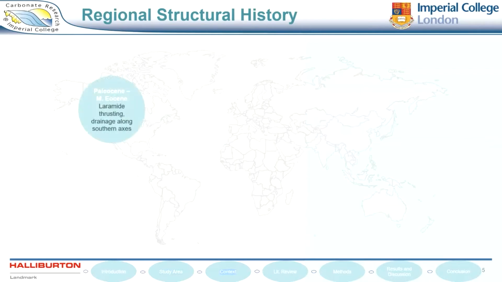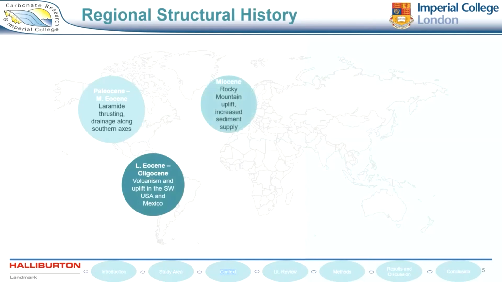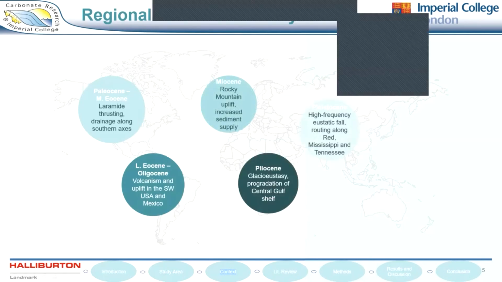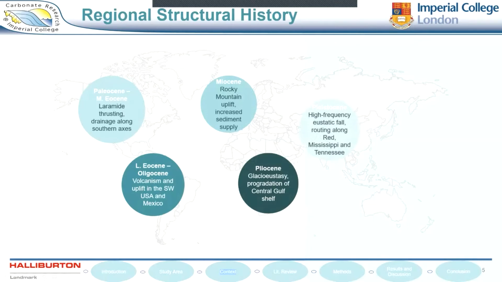So the regional structural history, what's happening during this time period? From the Paleocene to the Middle Eocene, we had the Laramide thrusting and drainage along the southern axes. From the late Eocene to the Oligocene and the Miocene, we had volcanism uplift. This was the same story from the Pliocene to the Pleistocene, incorporating the first impact of glacial eustasy and the high-frequency eustatic sea level fall, with routing along the Red, Mississippi and Tennessee rivers. And finally, during the Holocene, we had loading subsidence, halokinesis and transgression up to present-day sea levels.